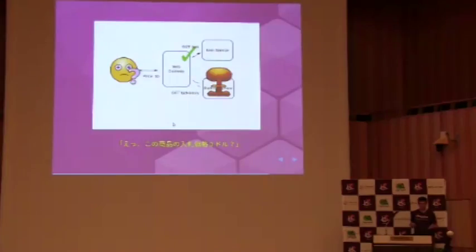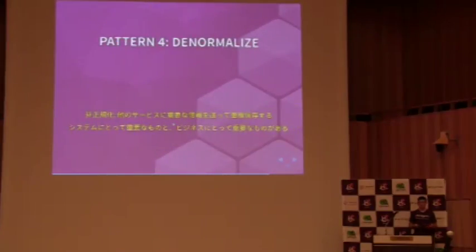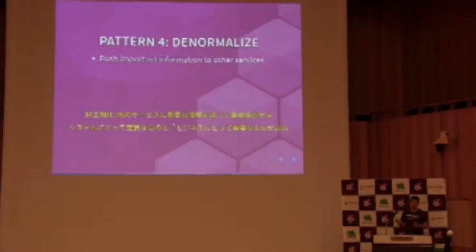So to deal with this, I'm going to introduce a fourth pattern, which is denormalization. If you've ever used a relational database before, you're probably familiar with normalization. One of the key points with normalization is that you don't duplicate data. Every piece of data is only stored once. Well, with denormalization, we start with a normalized structure, but then we push important information to other services.